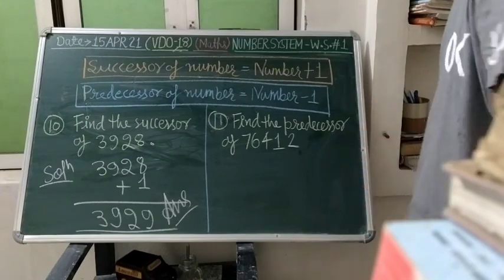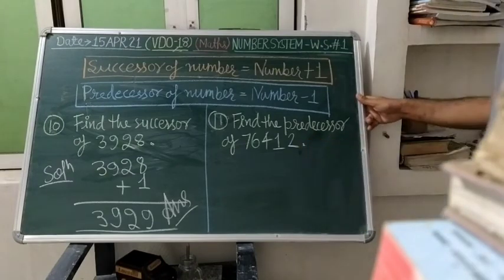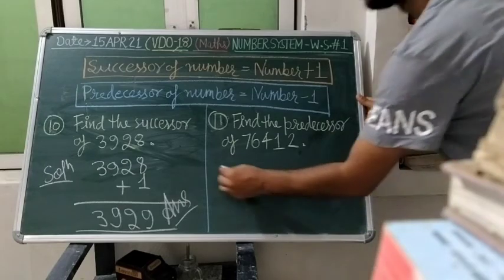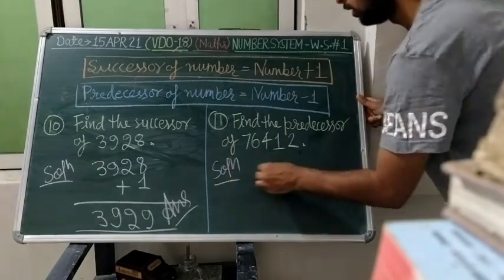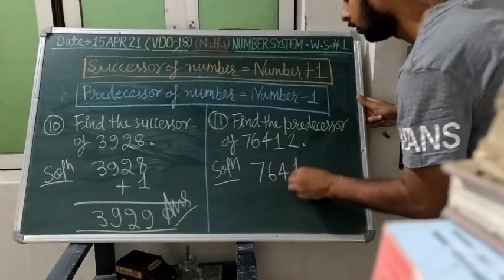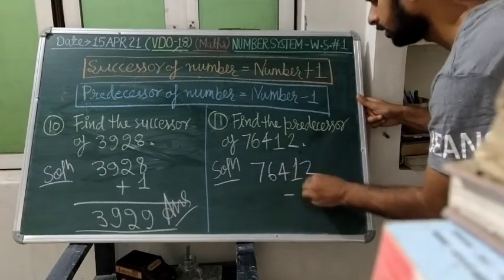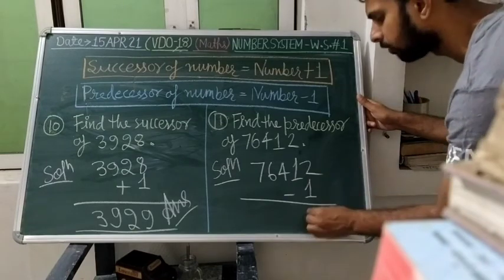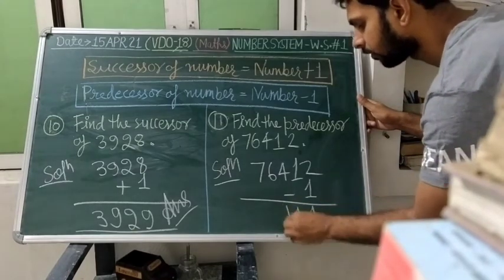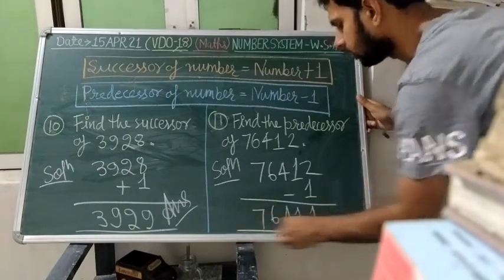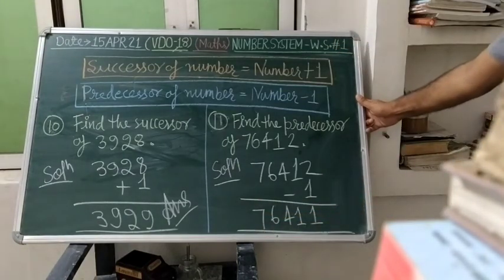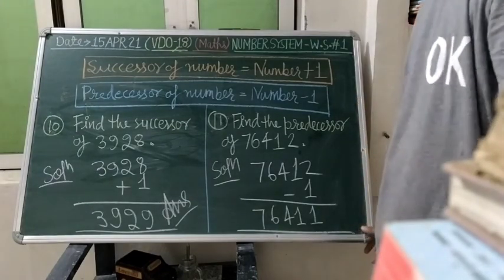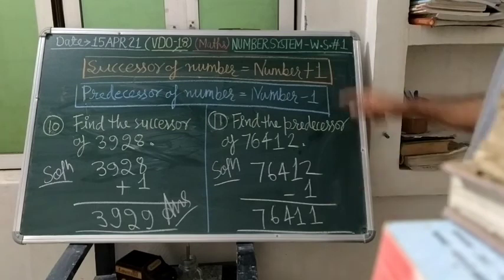Next they are saying to find the predecessor of 76412. In the predecessor what will we do? We will subtract 1 from it. In the predecessor we subtract 1, in the successor we add 1. So 2 minus 1 becomes 1, then 1, 4, 6, 7. So I am leaving it up to here, and next we will do the worksheet.